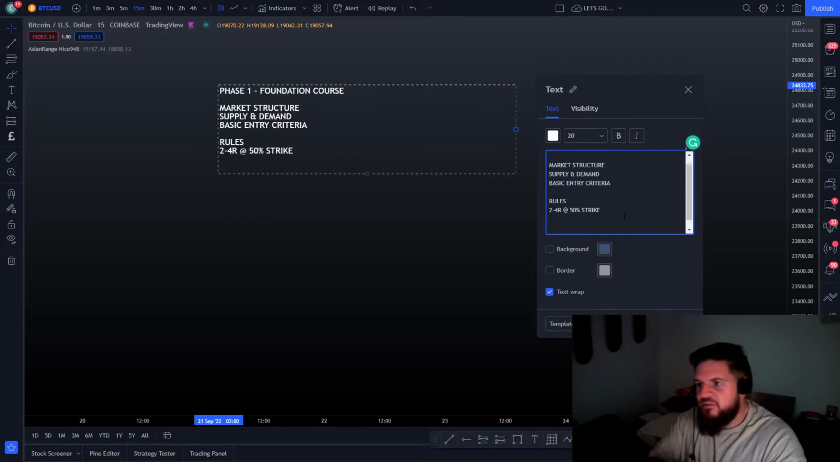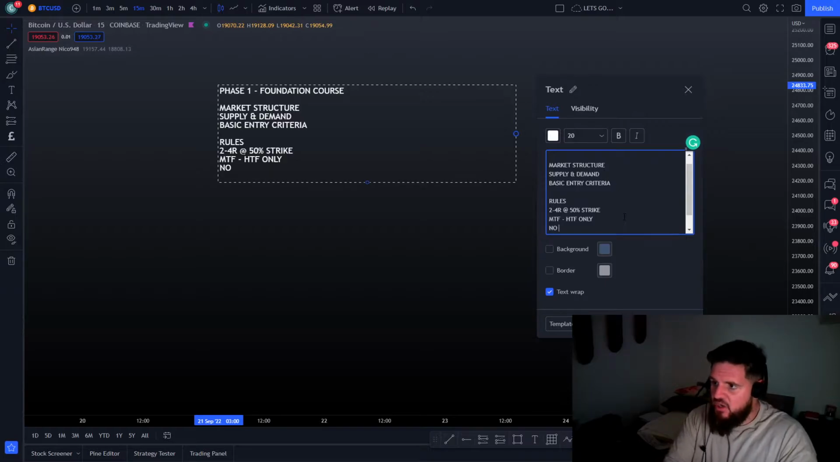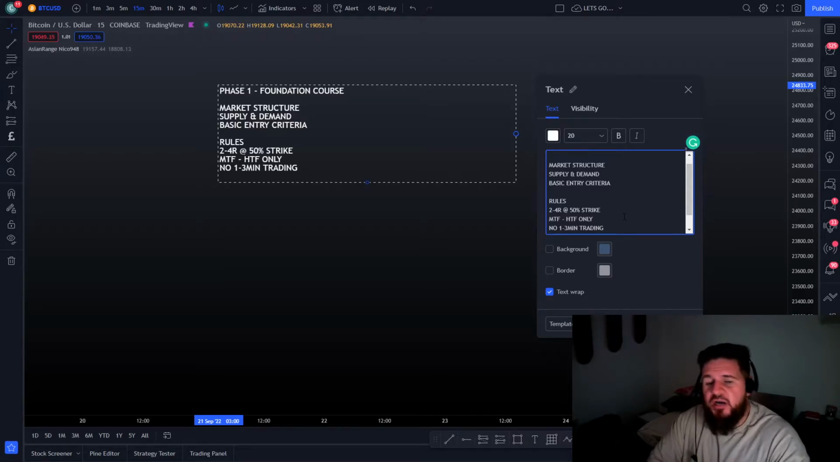We are sticking to medium time frame or higher time frame only, and what that means is no 1 to 3 minute trading. The 1 minute chart, I don't even trade. You will see some traders do it, but most of the traders that trade the 1 minute chart lose money. It's only very successful, very experienced traders that make money on the 1 minute chart. I could trade it, but I choose not to because it's stressful, it's hard work, and you've got to be on the charts all the time.